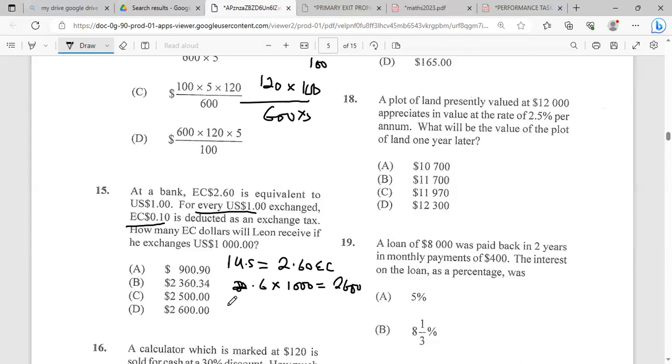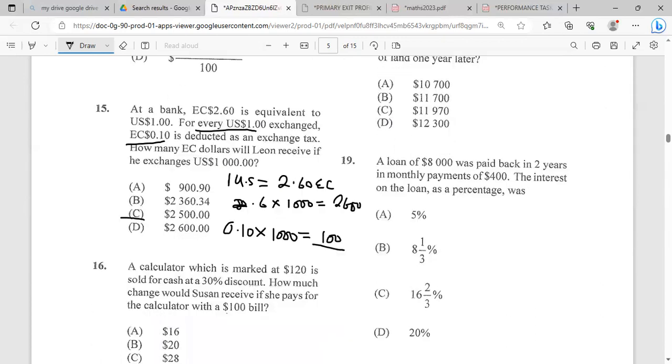So that's going to be 0.1 times 1,000 because a $1,000 exchange. So this gives you an additional 100. So what we do, we subtract the 100 from this, which gives us 2,500.